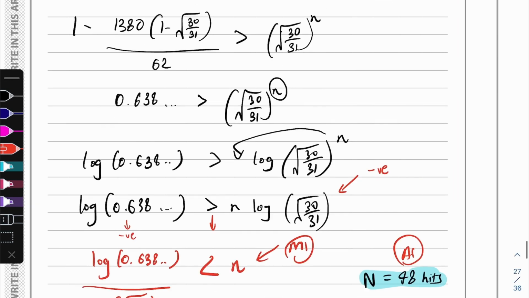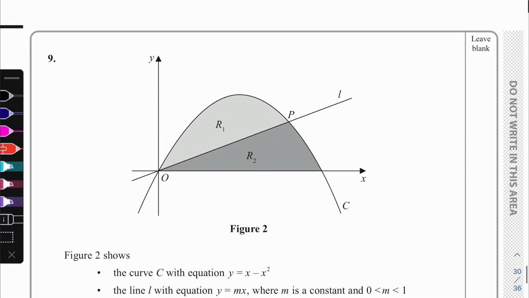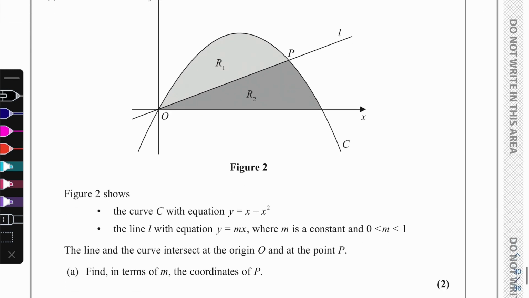So now let's move on to question number 9. This says that figure 2 shows the curve C with the equation y equals x minus x squared. Let's label it y equals x minus x squared. Then we have the line L with the equation y equals mx, where m is a constant, m is greater than 0, which is less than 1.